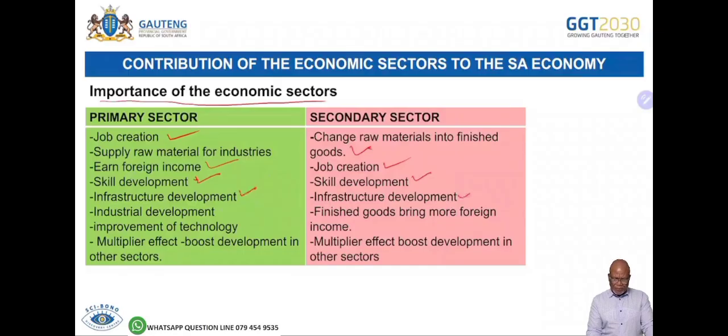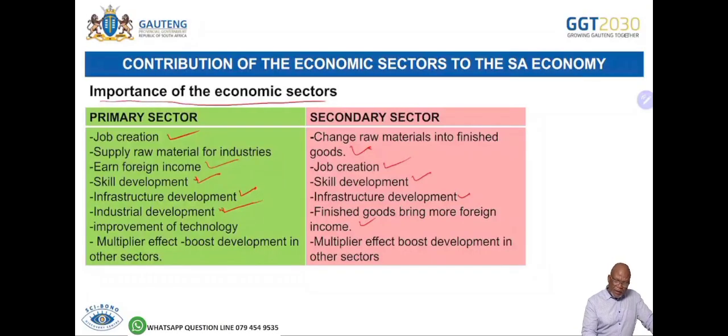Industrial development. So the primary sector, which is the farming, fishing, forestry, mining, produces raw material that are going to be used to manufacture goods in industries. So they result in industrial development. So industries will now do what? They produce finished goods.